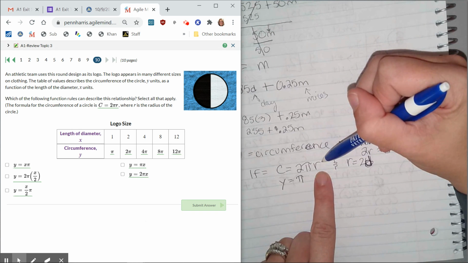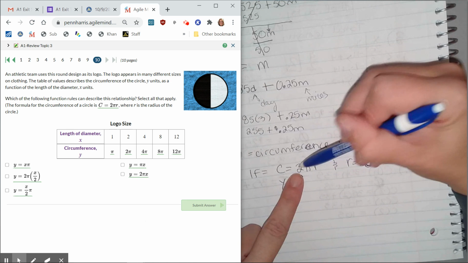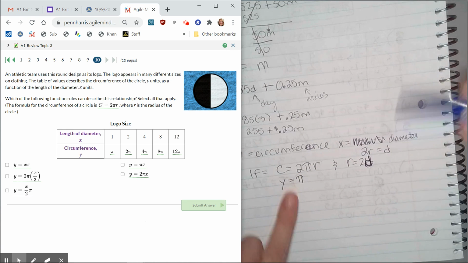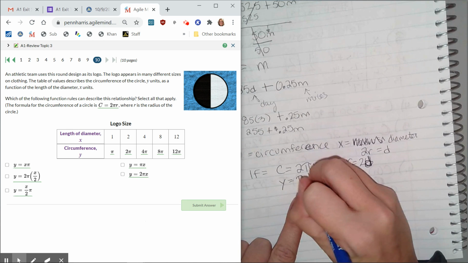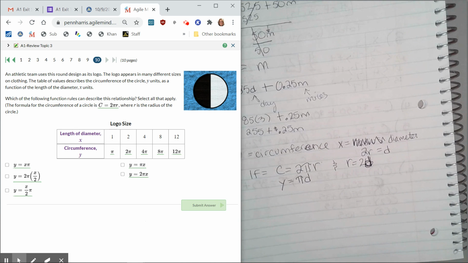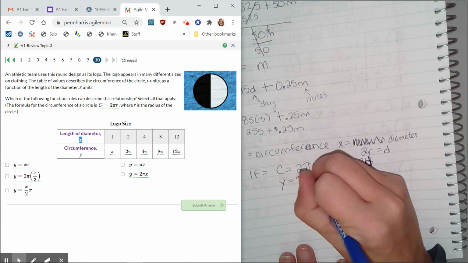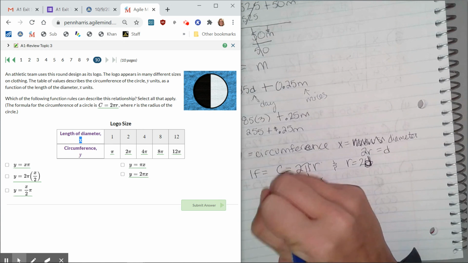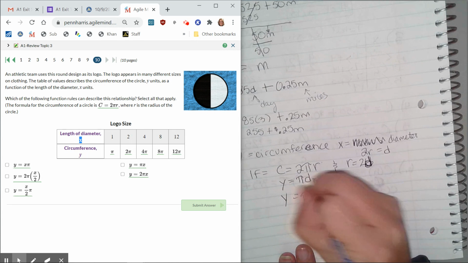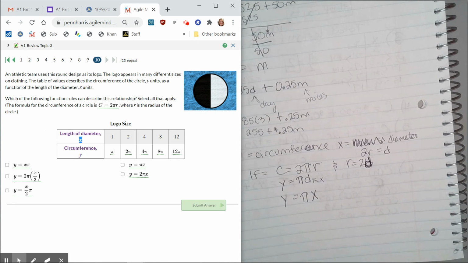If 2 r's stand for a d, then we can call this pi d, okay? And in this problem, remember, diameter is x. So this is really going to be an x. So we're going to have y equals pi x. So right away, I can check off this box, okay?